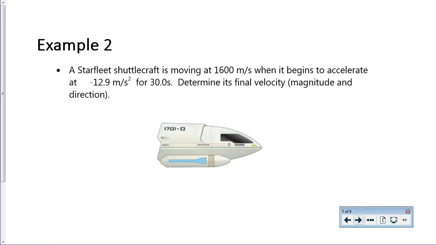Example number 2: a Starfleet shuttlecraft is moving at 1,600 meters per second when it begins to accelerate at negative 12.9 meters per second squared for 30.0 seconds. Determine its final velocity, magnitude, and direction.